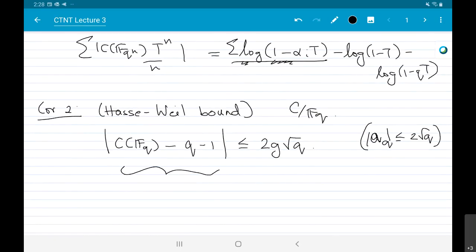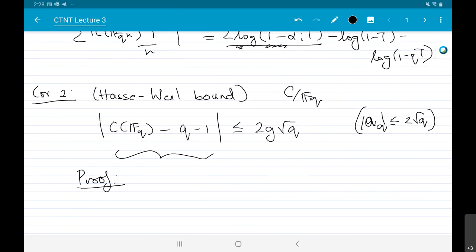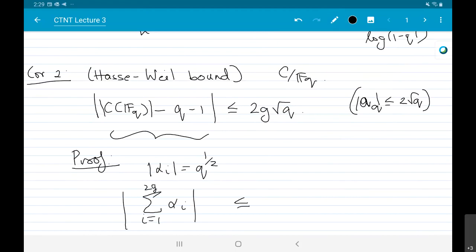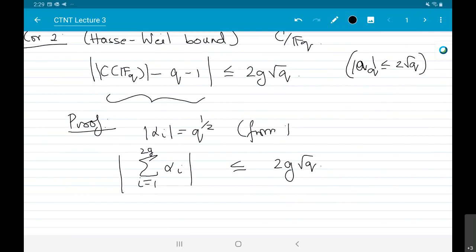The proof of this, if you know the Riemann hypothesis, which is a big thing in itself, is actually equivalent to the Riemann hypothesis. The way this goes is that you notice the alpha_i's all have complex norm square root of q. And so if you look at the sum over alpha_i, i from 1 to 2g, the absolute value of this is less than or equal to 2g times the square root of q. This is from the Riemann hypothesis. If you use this, you get exactly this bound. So this plus corollary 1 implies corollary 2.